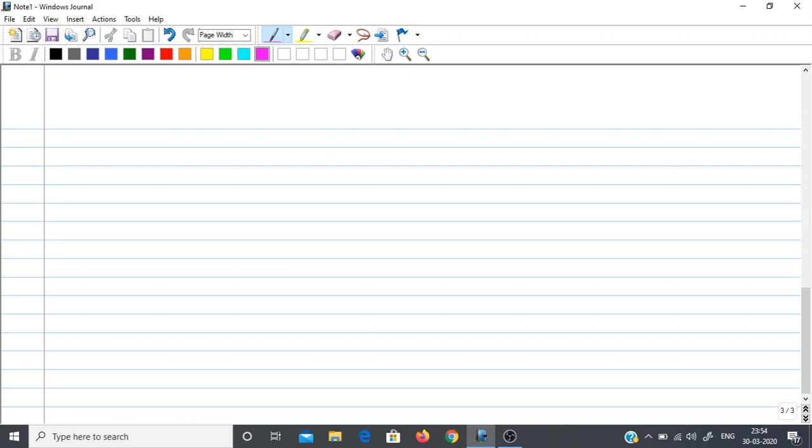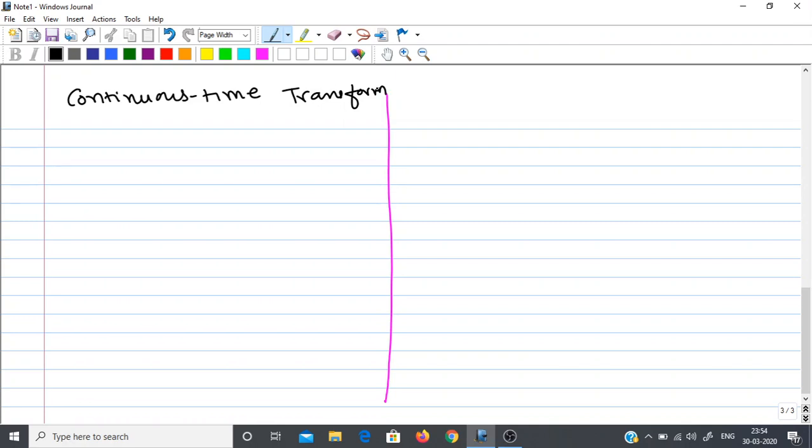So I make a table. Here I will write continuous time transforms, the continuous time transforms which are popularly used. And here I will write discrete time transforms which are generally used.